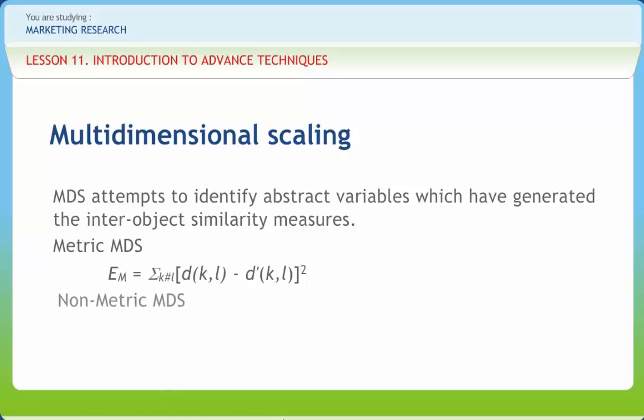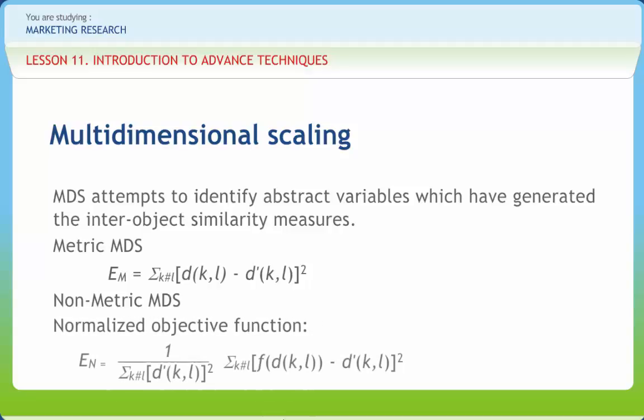In non-metric MDS, only the rank order of the distances is important. A monotonically increasing function that acts on the original distances is introduced. The rank order can be better preserved, and the normalized objective function E_n equals 1 divided by sum over k,l of d_kl^t squared, multiplied by sum over k,l of [f(d_kl) minus d_kl^t] squared, for a given projection, is always chosen to minimize.